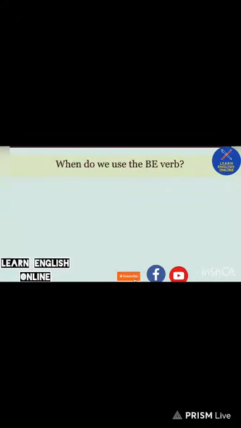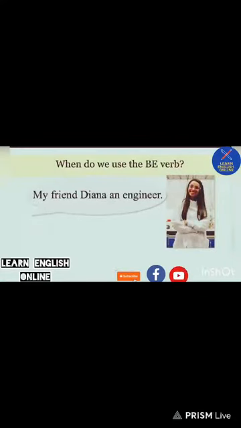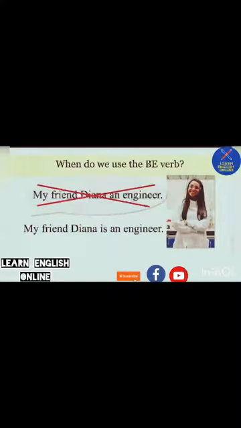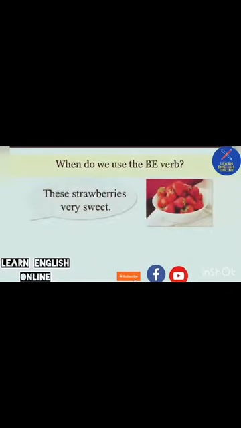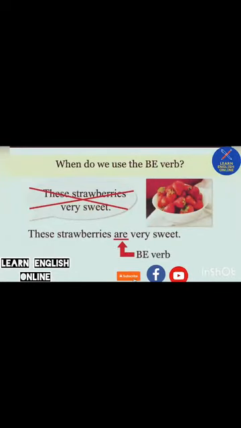If you say to me, "My friend Diana, an engineer," I understand more or less what you're saying, but the grammar is incorrect. We need the be verb to connect the subject to the noun engineer. My friend Diana is an engineer. We need the be verb for the sentence to be correct. If you say, "These strawberries are very sweet," I understand, but the grammar is incorrect. There is no verb in this sentence, and every sentence needs a verb. So we use the be verb. The strawberries are sweet. And here, are is the be verb that connects the strawberries to the adjective sweet.